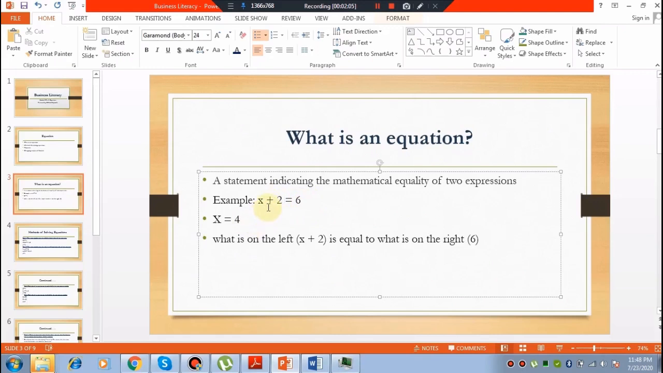X is equal to 4. So if we substitute 4 for x, that will be 4 plus 2. That means your left equals the right. What is on the left? That's x plus 2, which is equal to 6, which is on the right. Simple and straightforward, guys. No need to overthink.